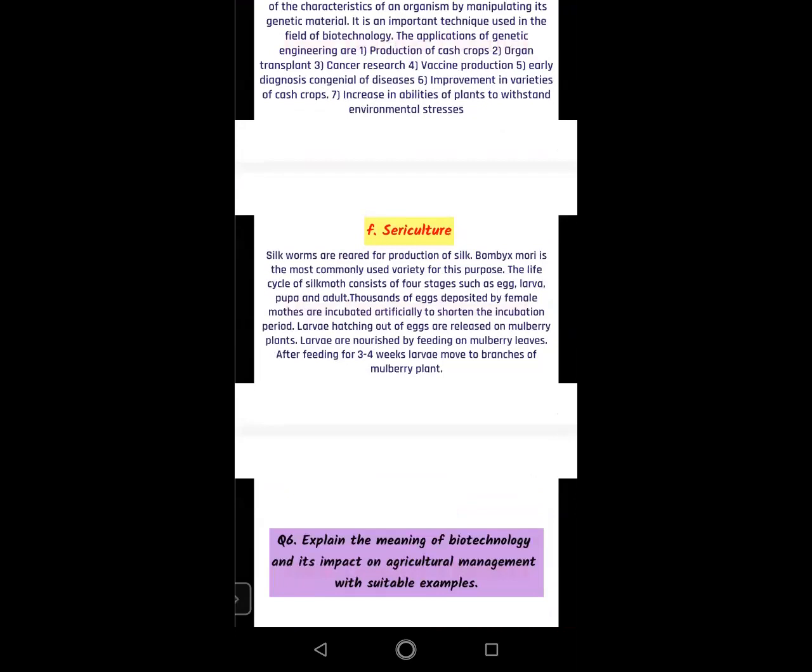Sericulture is generally a very nice business, a supplement business for the farmers, if they have silkworms.